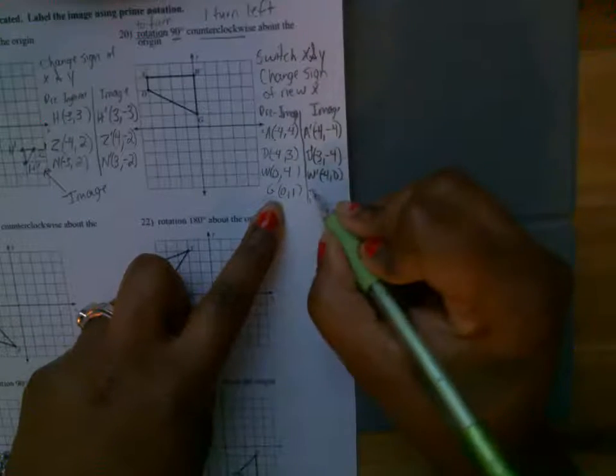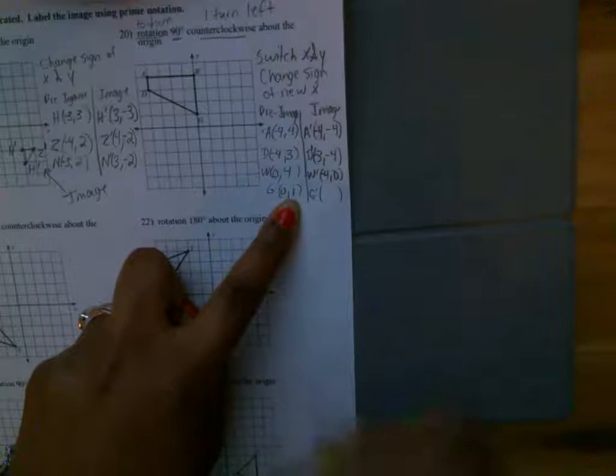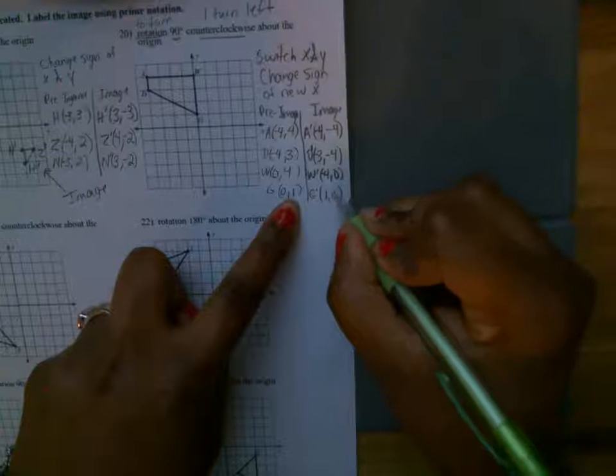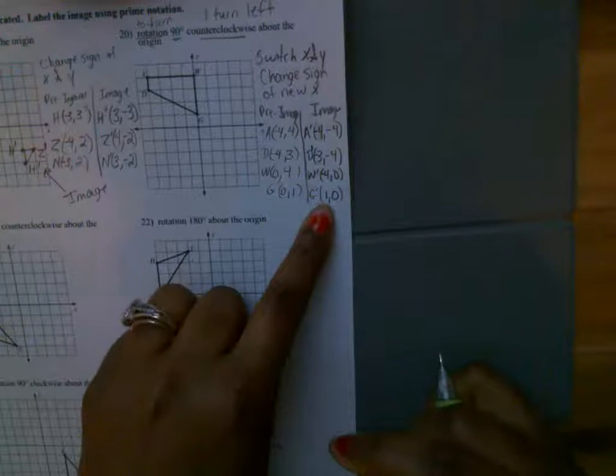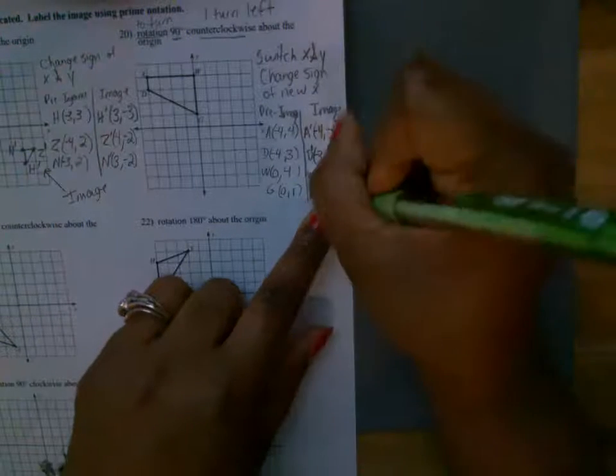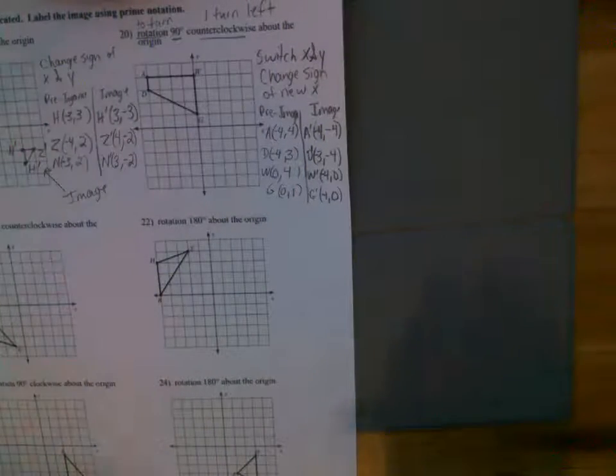G, doing the same thing for G. Switch the X and Y. Instead of it being 0 and 1, it's now going to be 1, comma, 0. Change the sign of the new X. Instead of it being a positive 1, now it's going to be a negative 1. Questions about using the rule there?